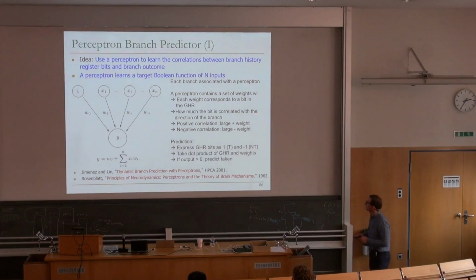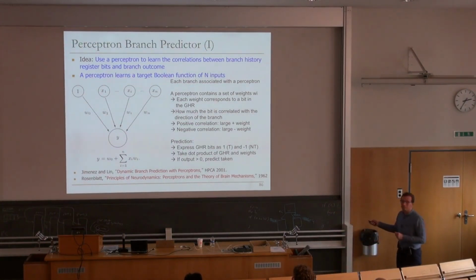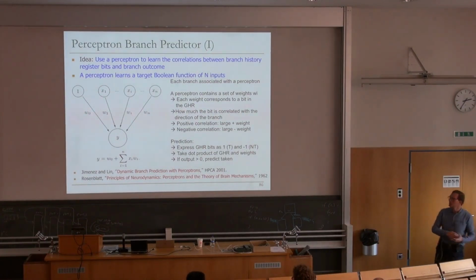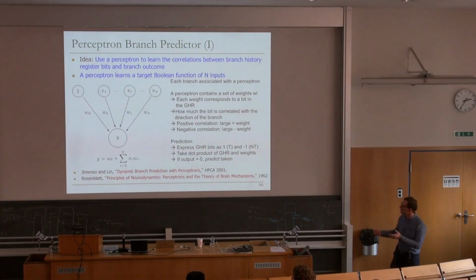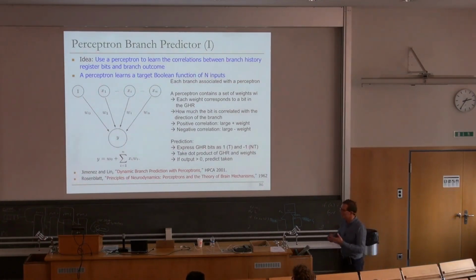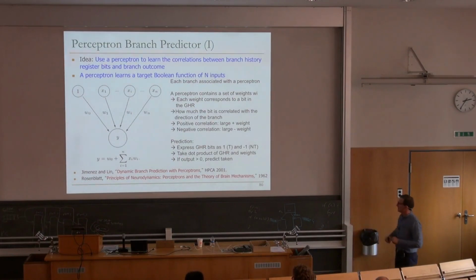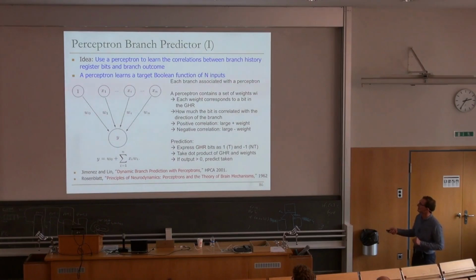That's the idea. And the prediction is, this is one way of building it. You express the global history register bits as 1, encoding taken, and -1, encoding not taken. And you basically take the dot product of the global history register and the weights. And if the output is greater than 0, you predict it taken. If the output is less than 0, you predict it not taken. So it's very simple. And you set the bias accordingly. Bias is actually to help with the bias. But you can read the paper for more detail of this. And this is the paper that introduced the idea for the first time.